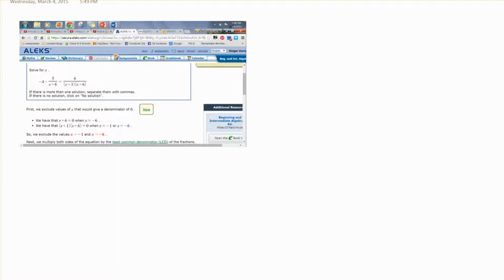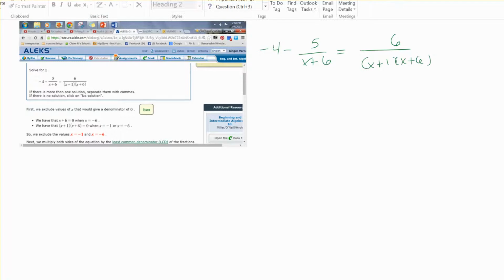In this example, we're going to solve for x. So we have negative 4 minus 5 divided by x plus 6 equals 6 divided by x plus 1 times x plus 6. Our strategy that we've learned in class is to solve equations by clearing fractions.